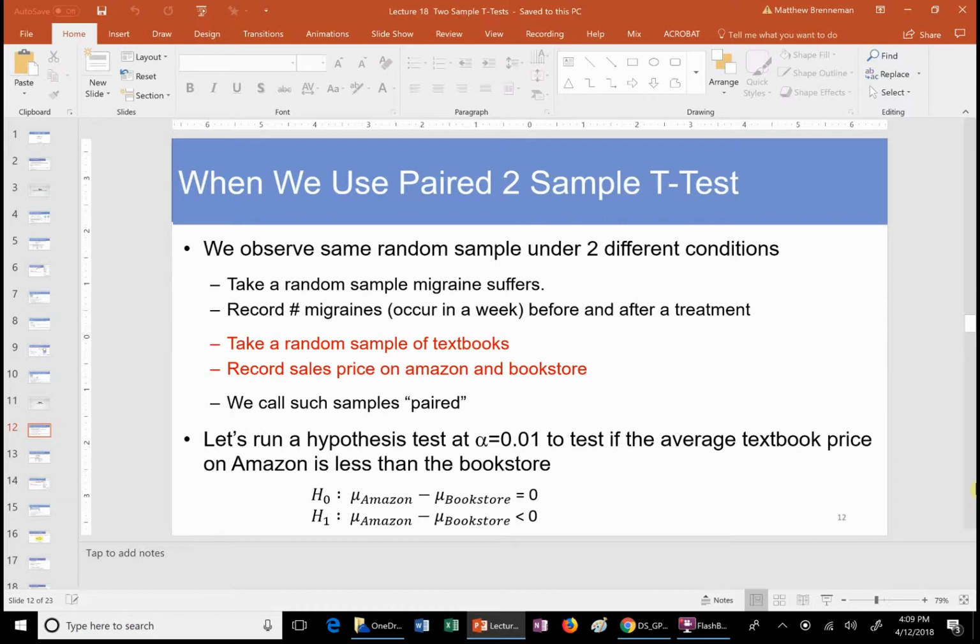So the idea behind a paired t-test is that we have one population where we're looking at the same sample under two different conditions, okay? Very different than unpaired, right? So unpaired, we start off with two different populations. In a paired t-test, the idea is that we only have one population. We take one sample and we test it under two different conditions.